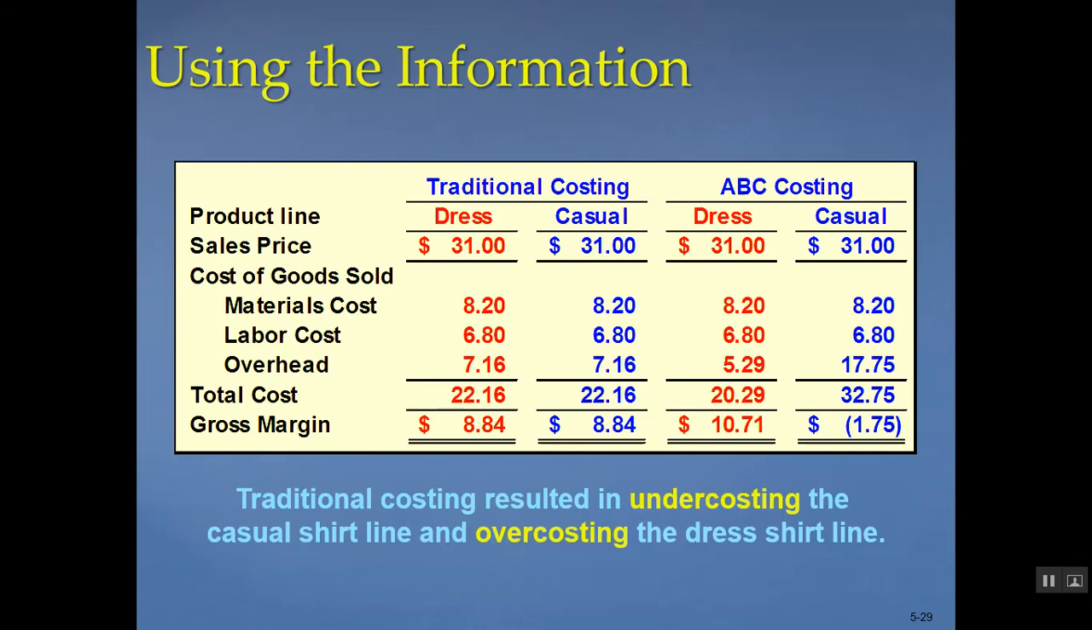So now let's put it all together. This is under the traditional method here and our ABC method here. So you could see that the difference would definitely result in undercosting the casual shirt line and overcosting the dress shirt line. And we're actually losing money on the casual shirt line by pricing it at $31. So we would need to look at our casual shirts and determine if that's a good price.